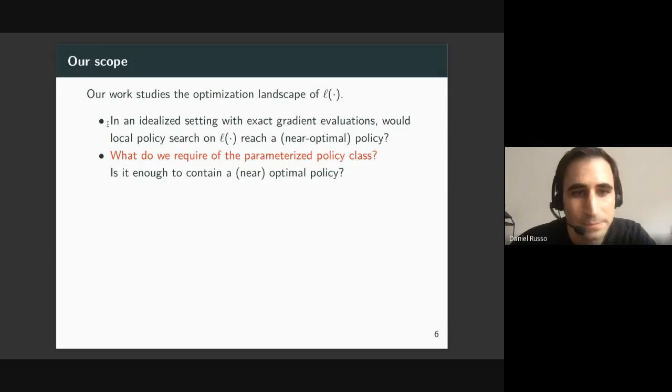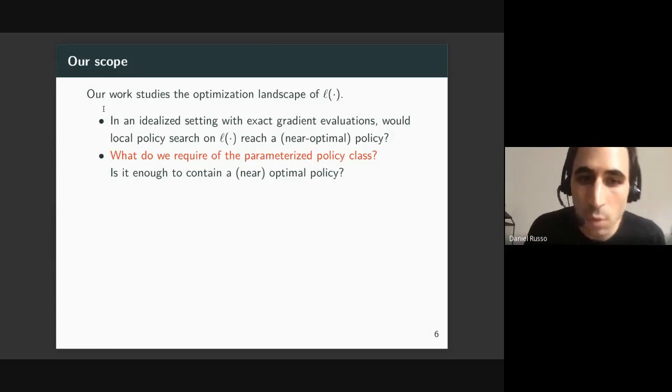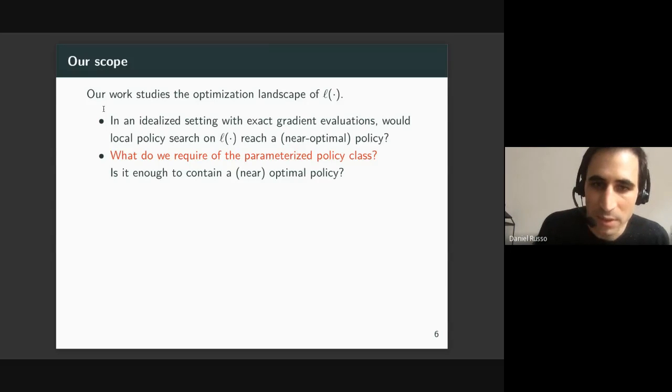Now, for understanding this talk, you should really imagine, as we do, that you're in some kind of simulated or laboratory environment. It's then providing an idealized setting where exact or near exact gradient evaluations would be possible. It's nevertheless not clear that local policy search on L would reach a near optimal policy.